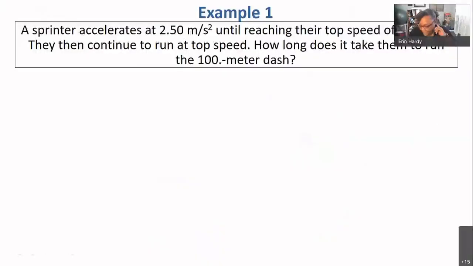All right, so we have an example problem here. I'm going to log in to our meeting on my tablet so that we can work it out in real time. But let's just take a look at what the scenario is. A sprinter accelerates at 2.50 meters per second squared until reaching their top speed of 15 meters per second. They then continue to run at top speed. How long does it take them to run the 100-meter dash? So we're going to use that same group of kinematic equations, but we'll have to split this problem into two different sections because the sprinter is not accelerating the entire time. They're accelerating and then maintaining a consistent speed.